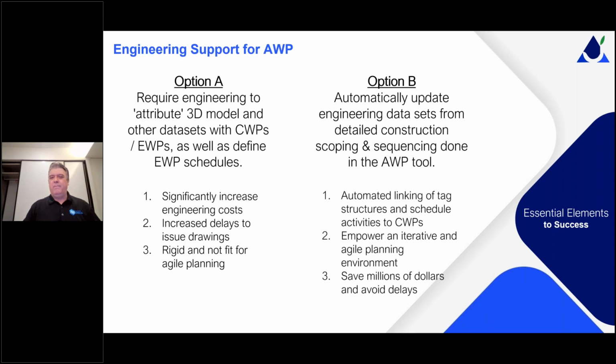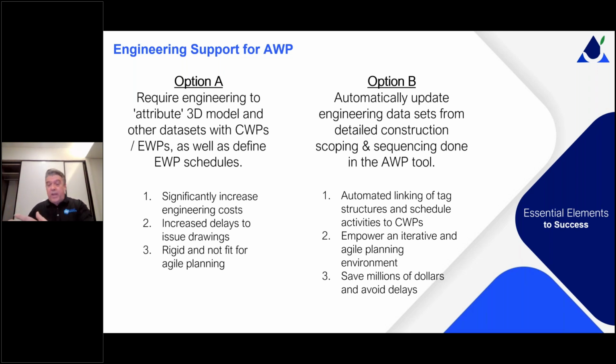not what we want. We want automated linking of tag structures to schedule activities in CWPs. The schedules, project control should be able to build projects. Schedules are largely quantity driven because that's the way I'm estimating. It's not an exact sequence. And at that level 3, it forms a baseline plan that I can track against.